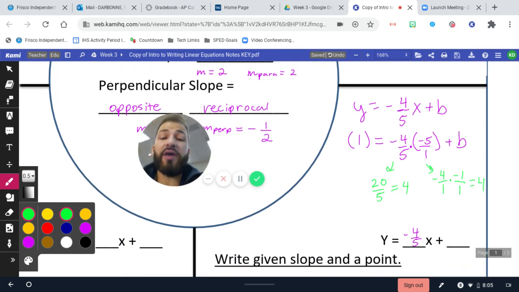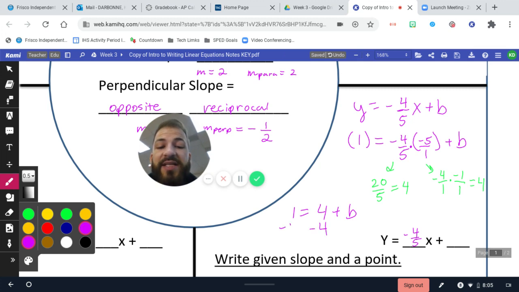Either way is a good way to reduce that fraction, or you can always just type it into the calculator if you forget those. So we now have 1 is equal to 4 plus b. If you notice, the hardest part really is just simplifying that slope times the x value. Now from here, I want to solve for b. So subtract 4 from both sides, -4 minus 4. 1 minus 4 is equal to -3.